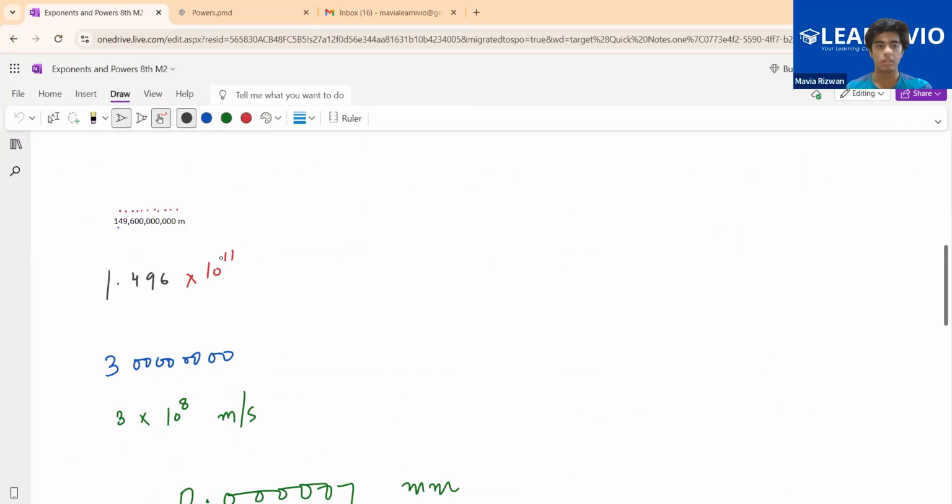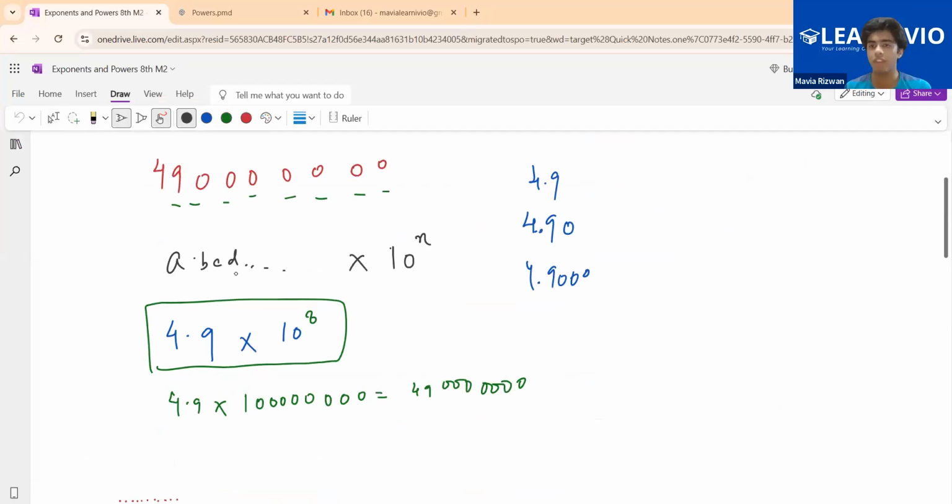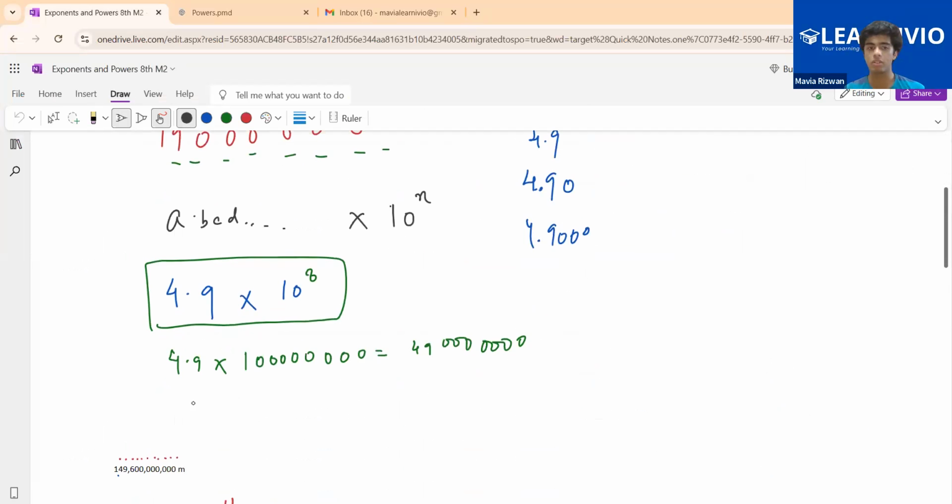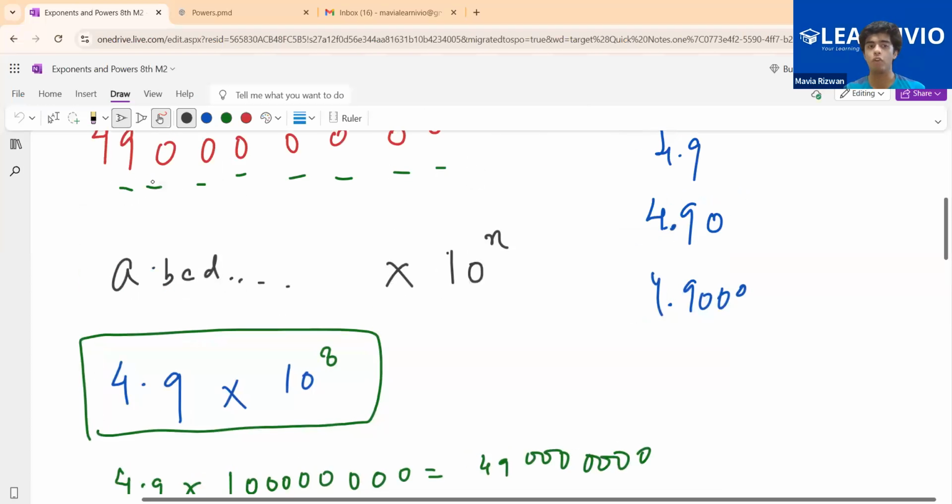We have to write it in the form a point b c d into 10 raised to the power n. Now what is n? n is the number of digits after we put the point. And what is a? a can be any number from 1 to 9, which is the first number. So suppose I have a number 490000000.